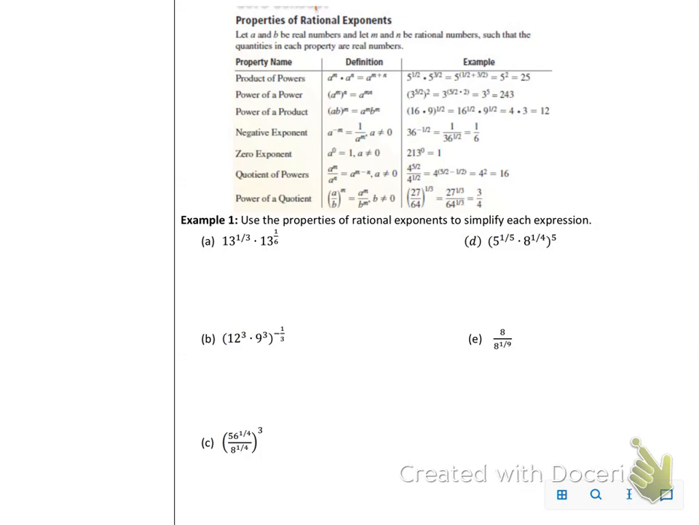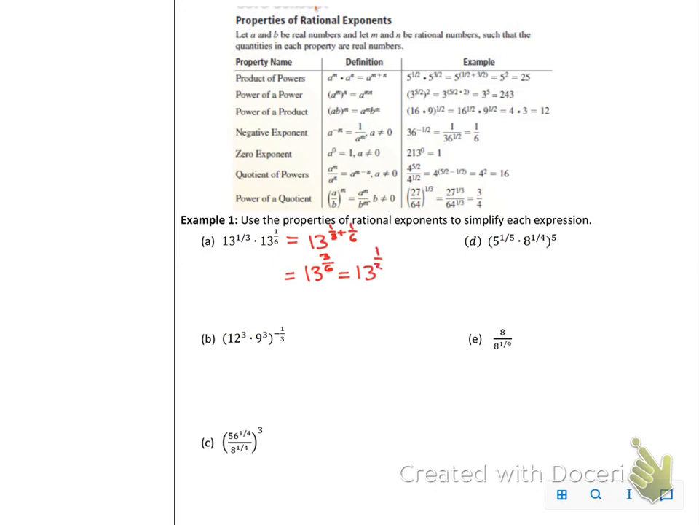And what that means is we're going to use those properties in the table above, and I'm just going to summarize them as we go. Now for part A, we have a number times a number, and they each have exponents. When you have the same number raised to different exponents, you add the exponents. So this is really just 13 to the 1/3 plus 1/6 power. When you add 1/3 and 1/6, you end up with 3/6, which is the same as 1/2. And that's all you're doing.